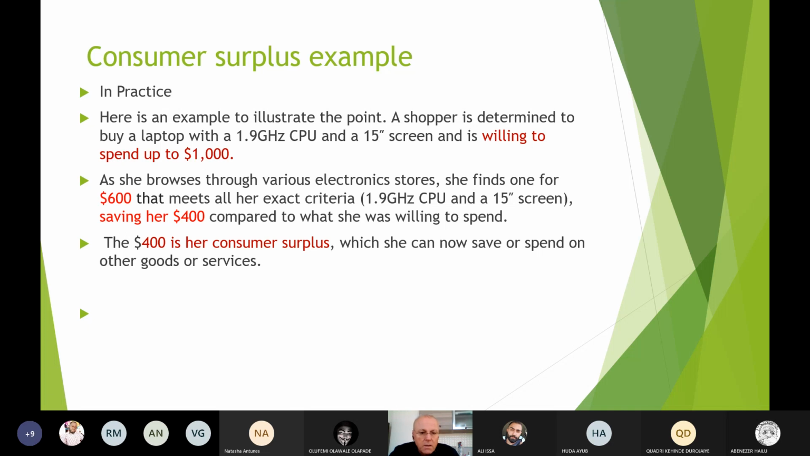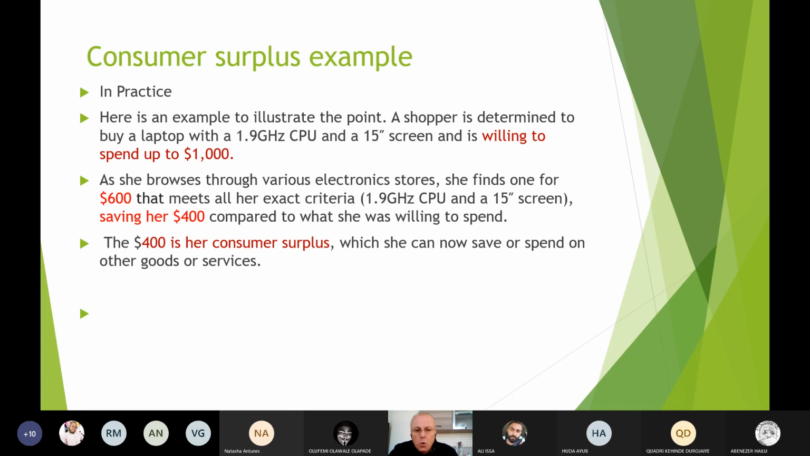Okay, in practice, we have another example. A shopper is determined to buy a laptop with 1.9 gigahertz and a 15 centimeter screen, and is willing to spend, or sacrifice, $1,000. But she browsed through various electronics stores and found one for $600 that meets all her exact criteria: 1.9 gigahertz and a 15 centimeter screen for only $600.